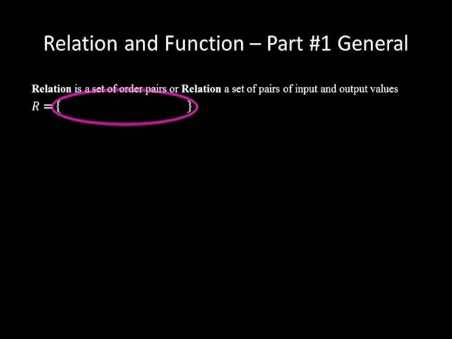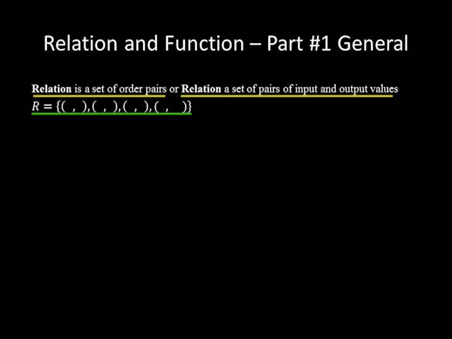What makes relation different from other sets is that it's a set of ordered pairs. Hence, let's add parentheses and commas in which the input and output values will be listed. This mathematical notation and the definition refer to the same concept. We use only 4 ordered pairs as an example, but in an actual scenario, the number of ordered pairs may be less than or greater than 4.